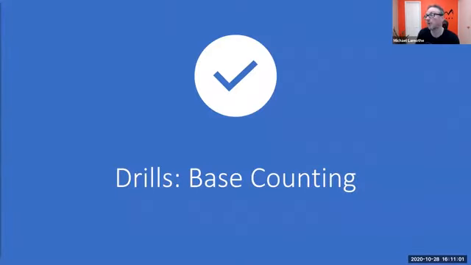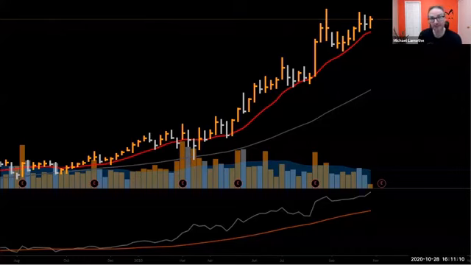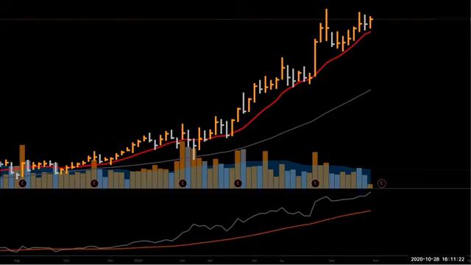All right, so we're going to do some drills and count some bases, right? For what we've seen so far, take a look at this chart and let me know how many bases you see. Actually, let me turn off my video camera. I think my face might have been blocking some of this stuff.